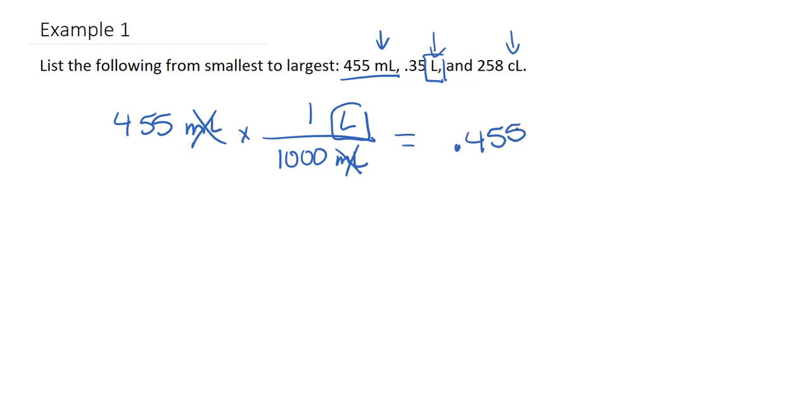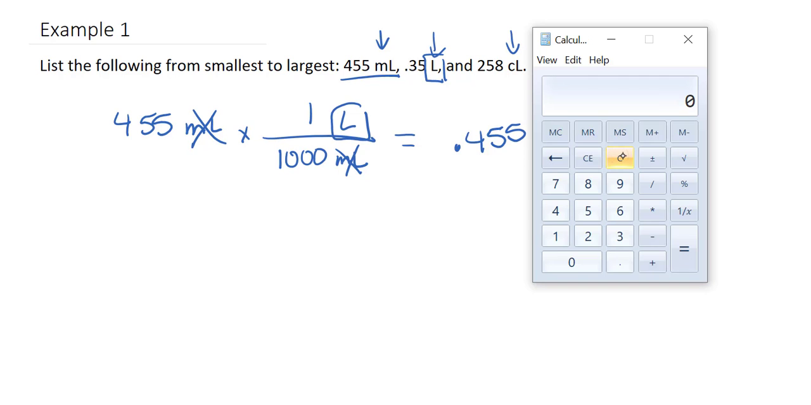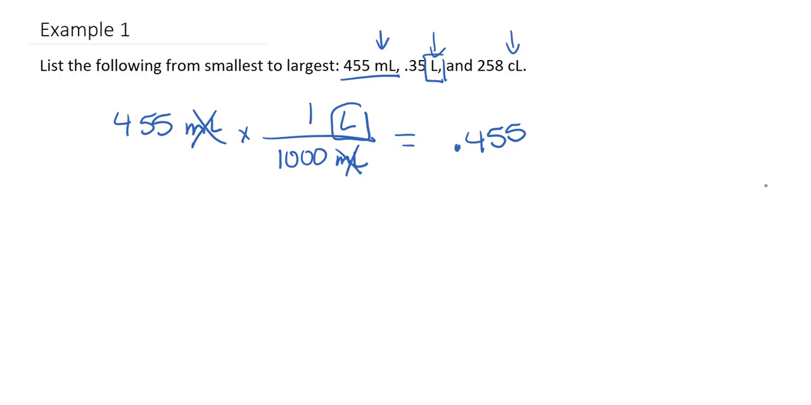Now if you aren't sure, let's get our calculator out. We have 455 divided by 1,000, and we get 0.455. And when you get used to the metric system and moving things and dividing things, you get used to what that means.